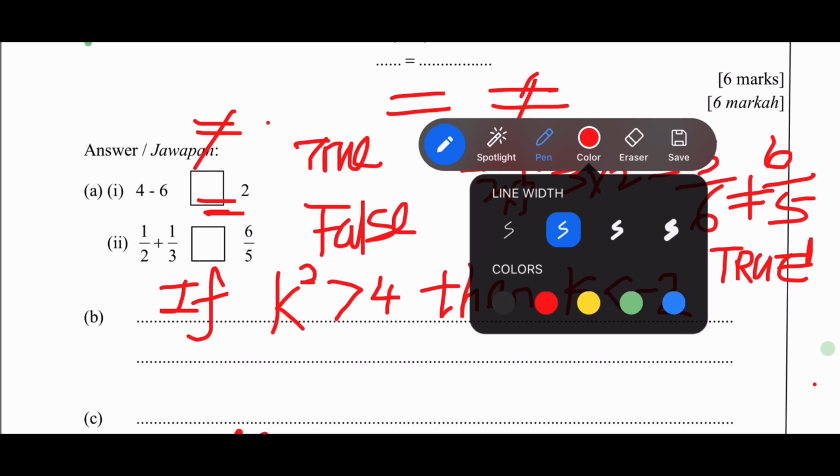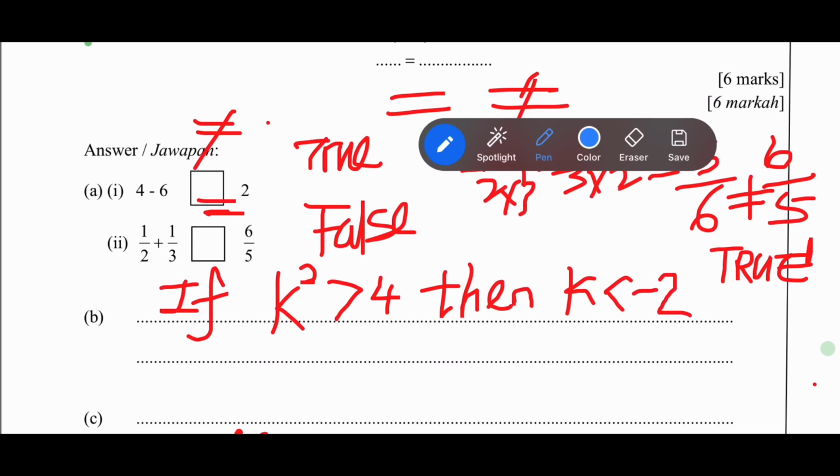Okay, so if k squared is more than 4, then k is less than negative 2. Let's say we have a number which is less than negative 2, which is negative 3. Negative 3 squared, you are getting 9. 9 is more than 4. It looks like true. But let's say you have another number, k less than negative 2, say negative 4. Negative 4 is less than negative 2. Negative 4 squared, you're getting 16. 16 is more than 4.